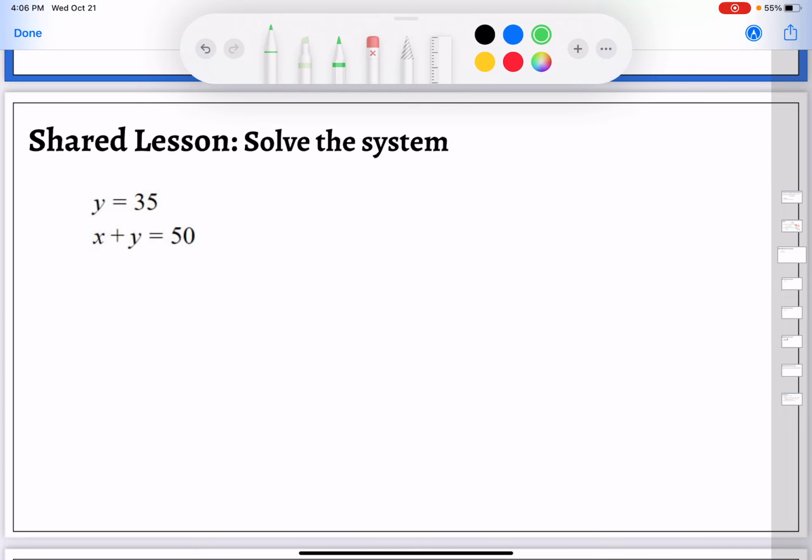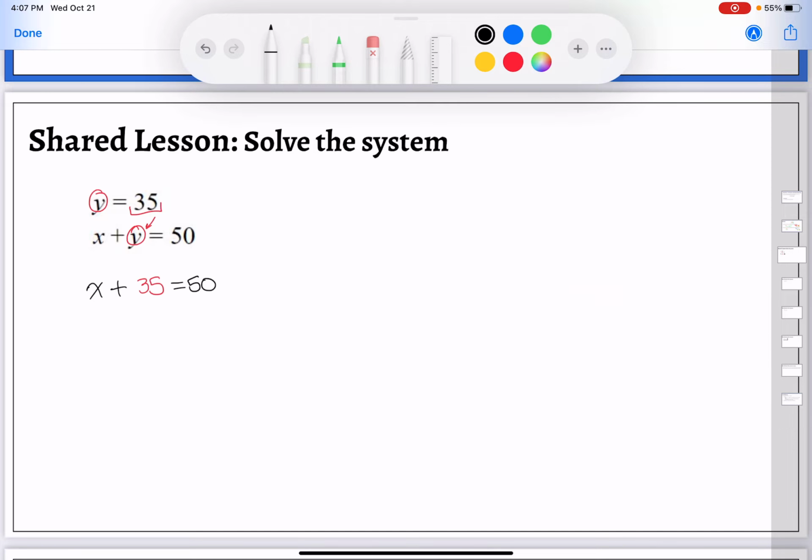Now, hopefully there's something that's jumping out at you right away. You see in this top equation, it says that y equals 35. And there's a y in the second equation. So I should just be able to take that 35 and substitute it in for y in the bottom equation, right? Since I know what y equals already, let's just plug that number in. So then my equation becomes x plus 35 equals 50 on my bottom equation.